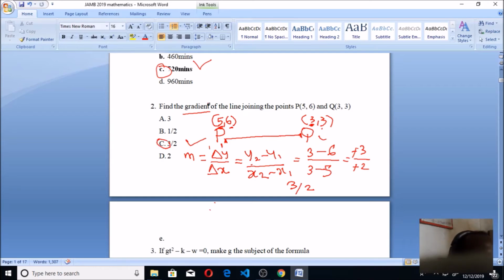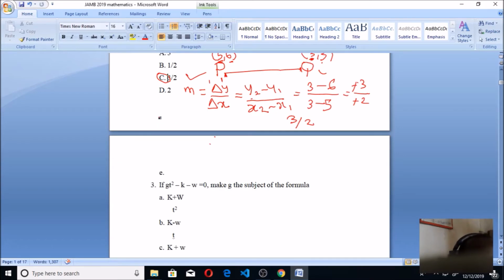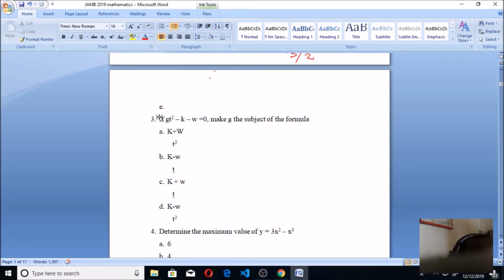So let's keep moving fast. We are solving the past questions. Mathematics for last year. And it's very, very interesting. Now we have this, and we are told, if gt squared minus k minus w is equal to 0, make g the subject of the formula.